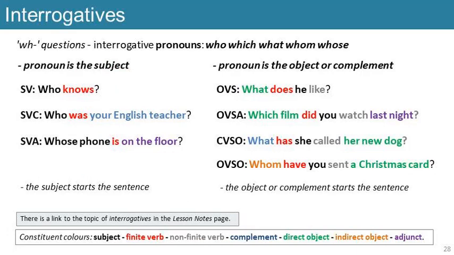Finally, on interrogatives, we will look at WH questions starting with one of the interrogative pronouns, who, which, what, whom, whose. Interrogative pronouns are more difficult than interrogative adverbs, since pronouns, like nouns, can perform various functions in a sentence. So basically, since the interrogative pronoun comes first, the sentence starts with either the subject or the complement or one of the objects.